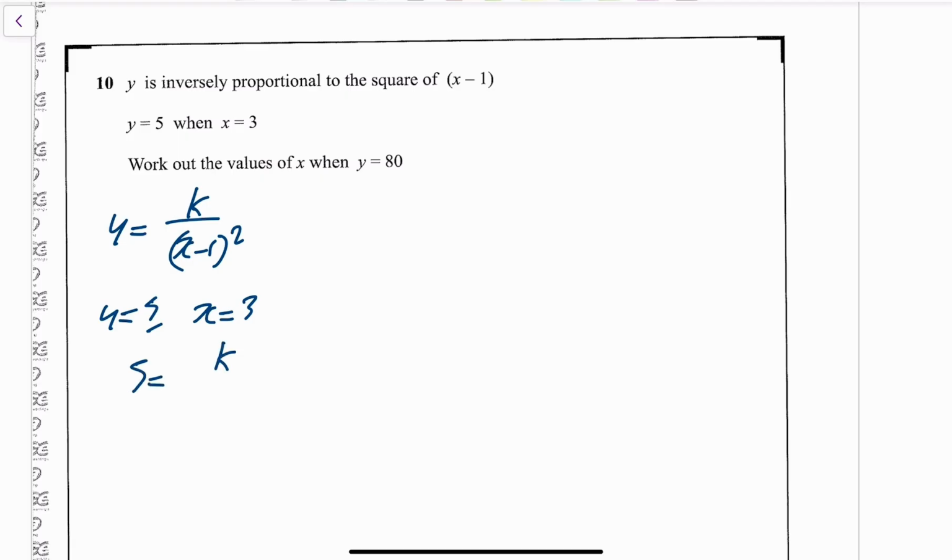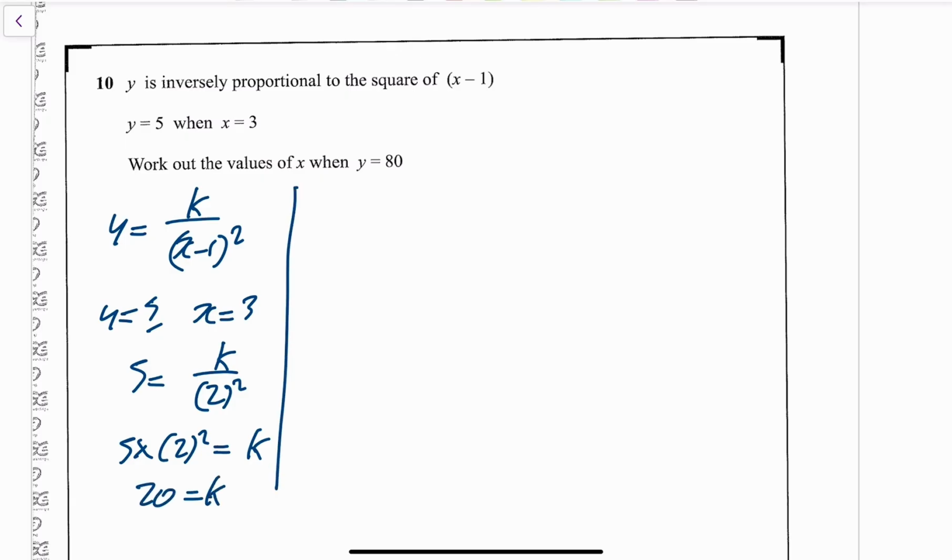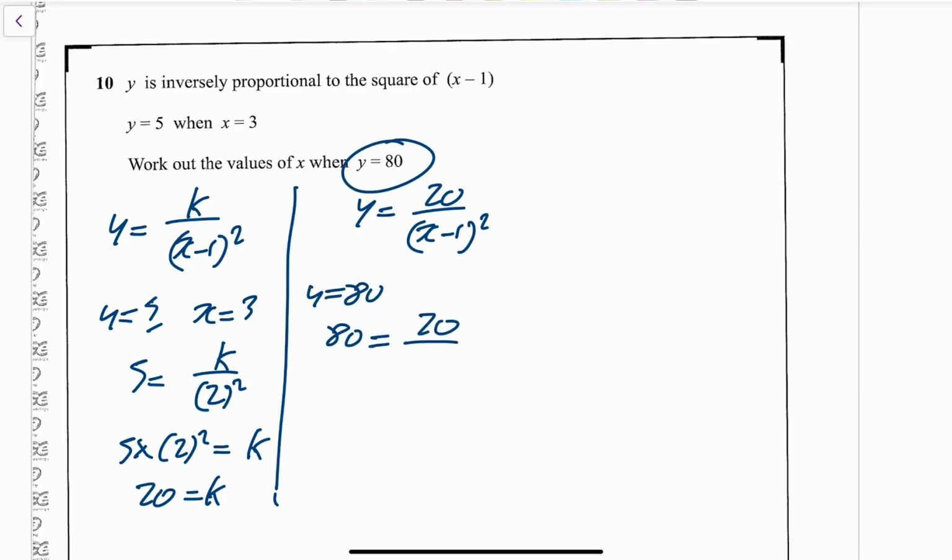So 5 is equal to k over 3 minus 1, which is just going to be 2 squared. Multiply across, 5 times 2 squared equals k. 2 squared is 4, times 5 is 20. 20 equals k. Rewrite your equation. y then equals 20 over x minus 1 squared. And we want to find the x value when y equals 80. So 80 equals 20 over x minus 1 squared.